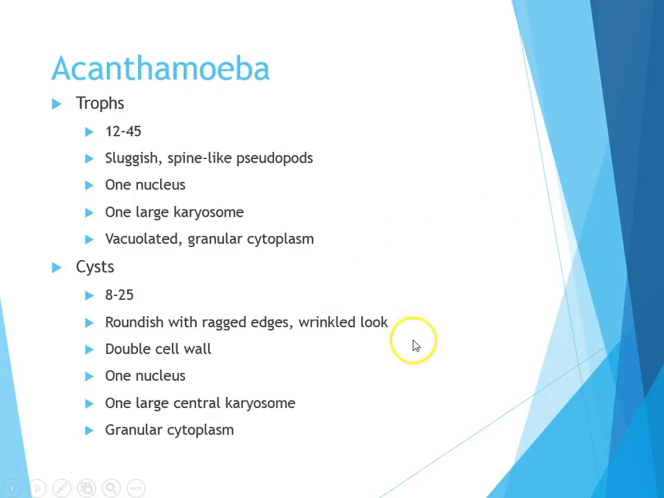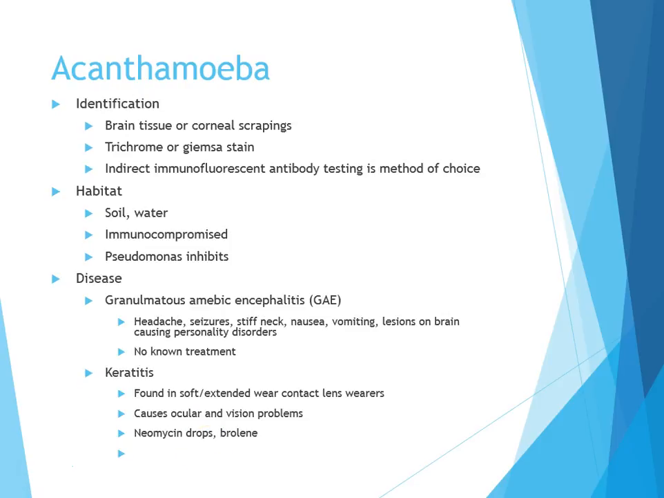One nucleus, a large caryosome, and a granular cytoplasm. Usually the identification is from brain tissue if the patient has encephalitis. This also can cause eye infections from people who wear dirty contact lenses. So we either can have brain tissue or corneal eye scrapings. The trichrome or Giemsa stain, which is very similar to the Reich stain, is used.